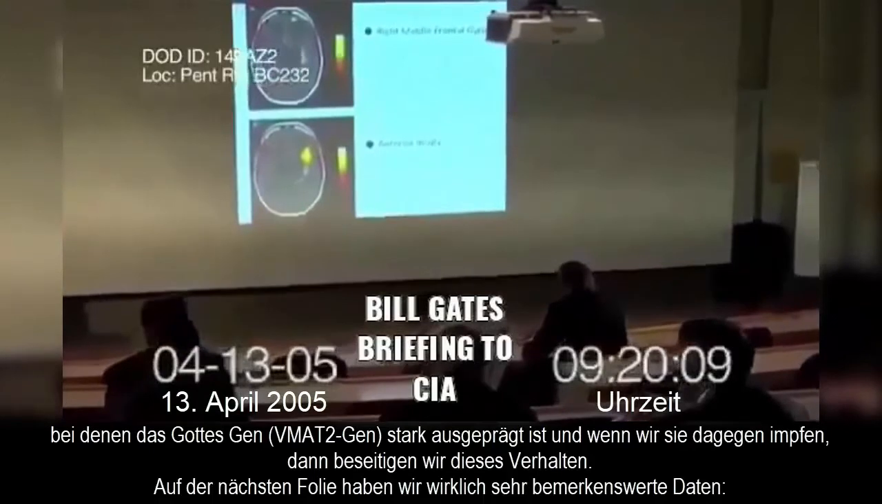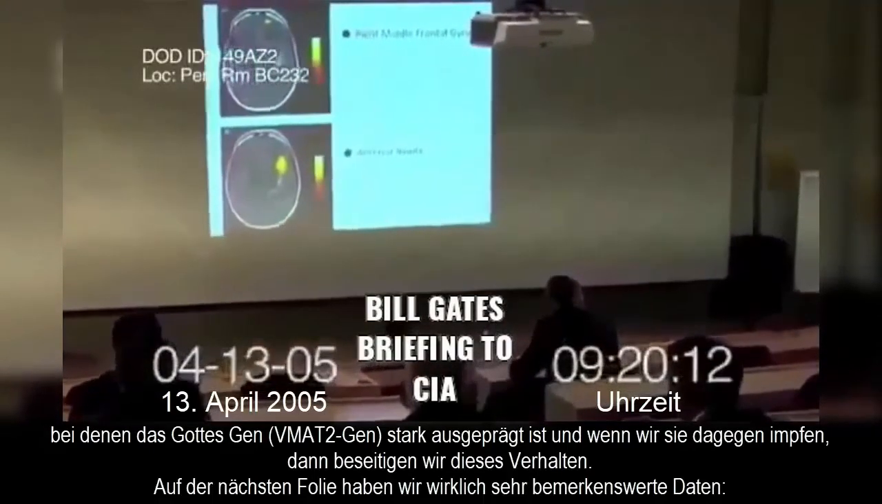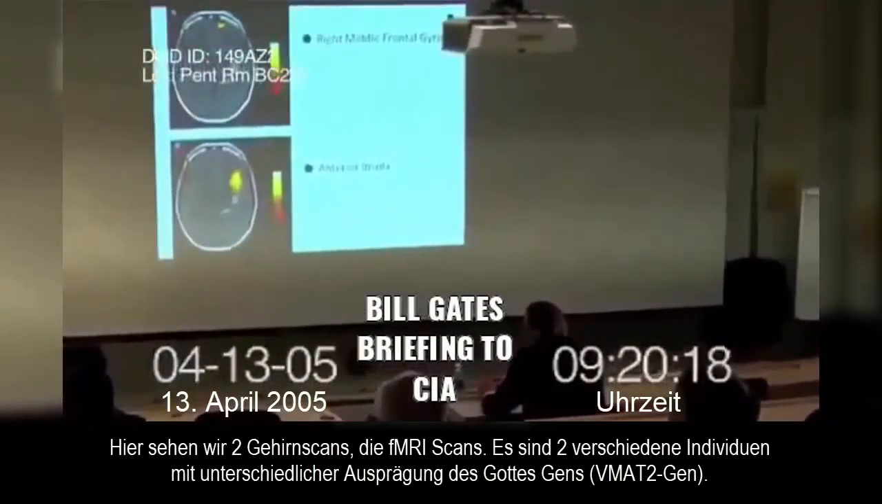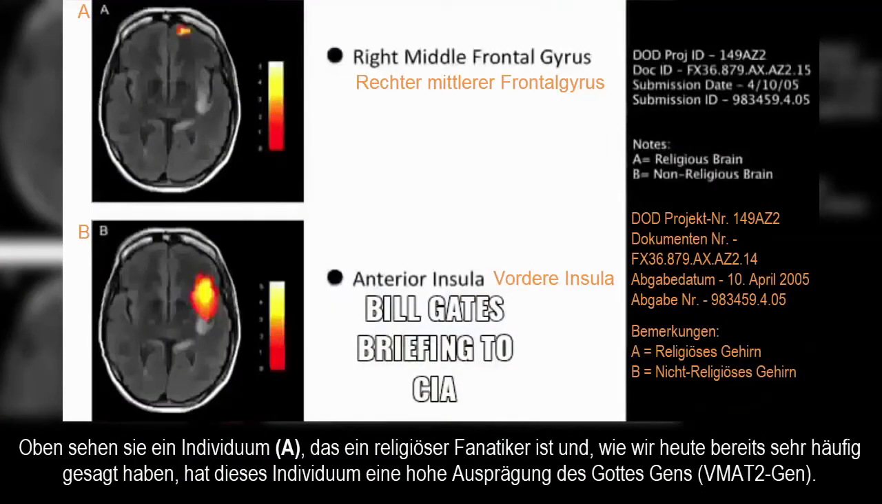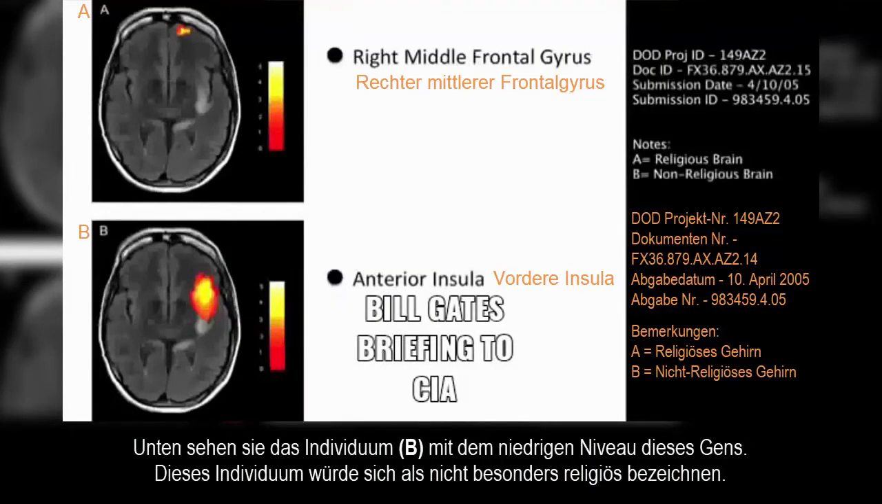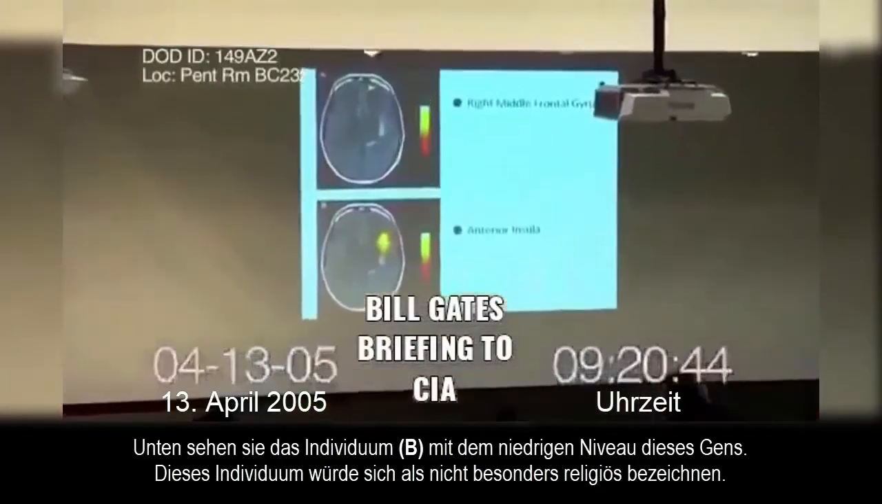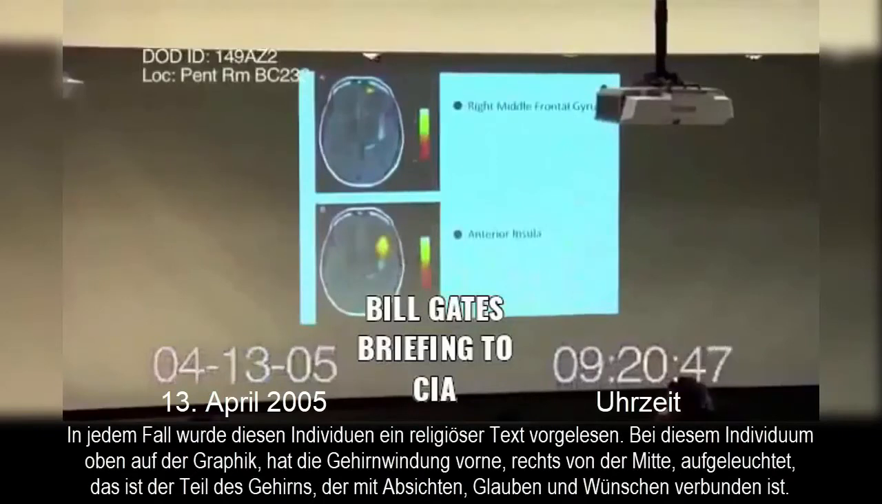So we have some very remarkable data in this next slide. Here we have two brain scans. These are fMRIs of two different individuals with different levels of expression of VMAT2. On top is an individual who's a religious fanatic, and we've repeated this numerous times, that has high levels of VMAT2. Now, this individual down here had low levels of the VMAT2 gene, and would self-describe as not particularly religious. In each case, these individuals were read a religious text.